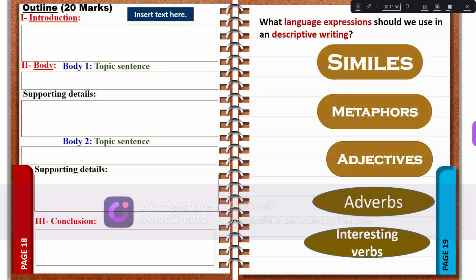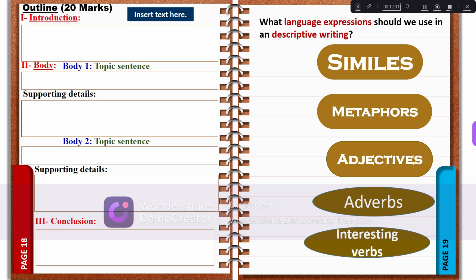Now, an important factor should be used in literature, especially in descriptive writing. If you want to have a perfect piece of writing which describes something, you need to use something called figurative language or figurative speech. For example, you can use simile, metaphor, adjectives, adverbs, and interesting verbs.